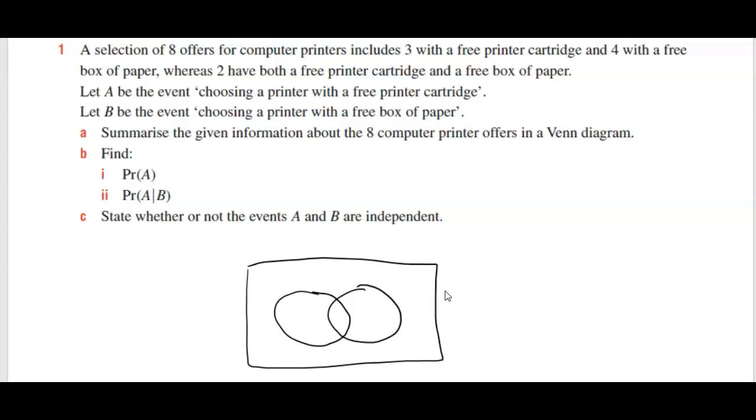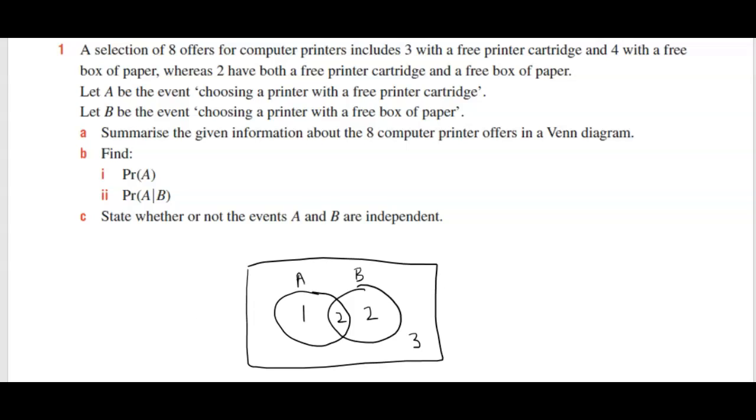Okay, so we've got 8 offers. 2 have both a free printer cartridge and a free box of paper, so I'll put 2 in here. That's event A, event B. A is choosing a printer with a free printer cartridge, so 3 get a free printer cartridge. We've already included 2 of those, so we put a 1 here. And 4 with a free box of paper. We've already included 2, so we'll put a 2 here. So I've already got 5 offers, which means 3 must be something else.